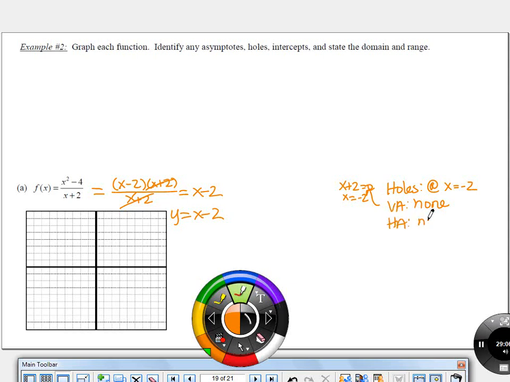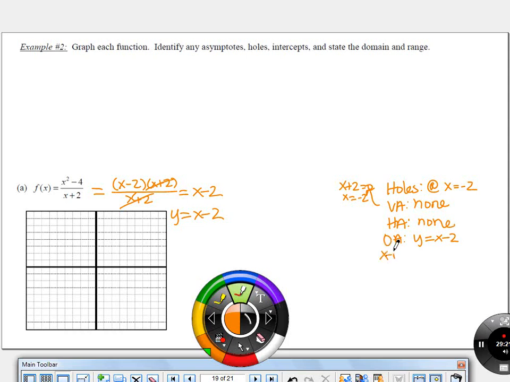Horizontal asymptote, there is none because the degree of the numerator is higher. Oblique asymptote, you've already simplified and divided it out. It's kind of weird. It's itself, it's just going to follow this line. You might be able to write none there.